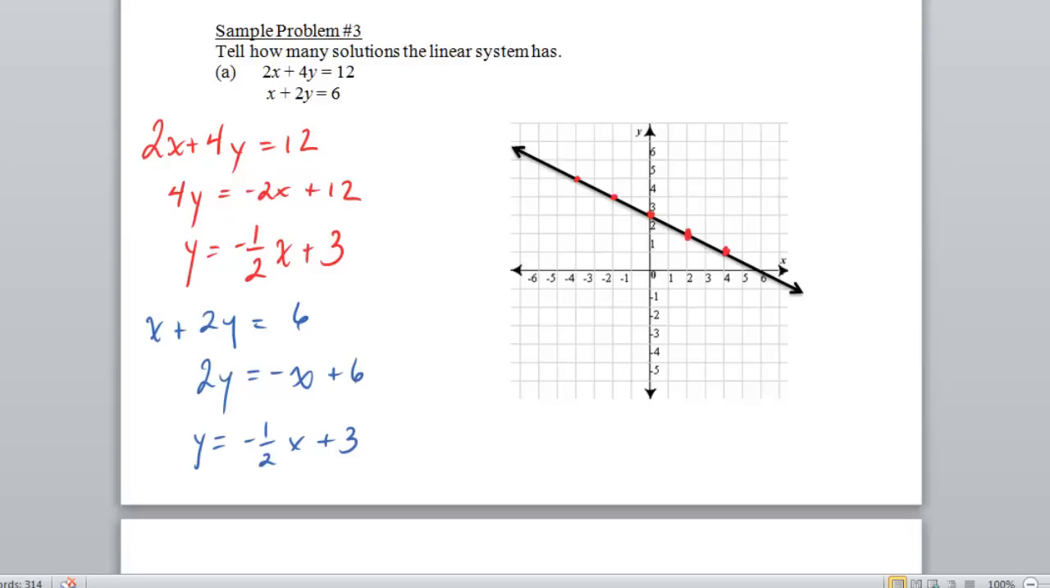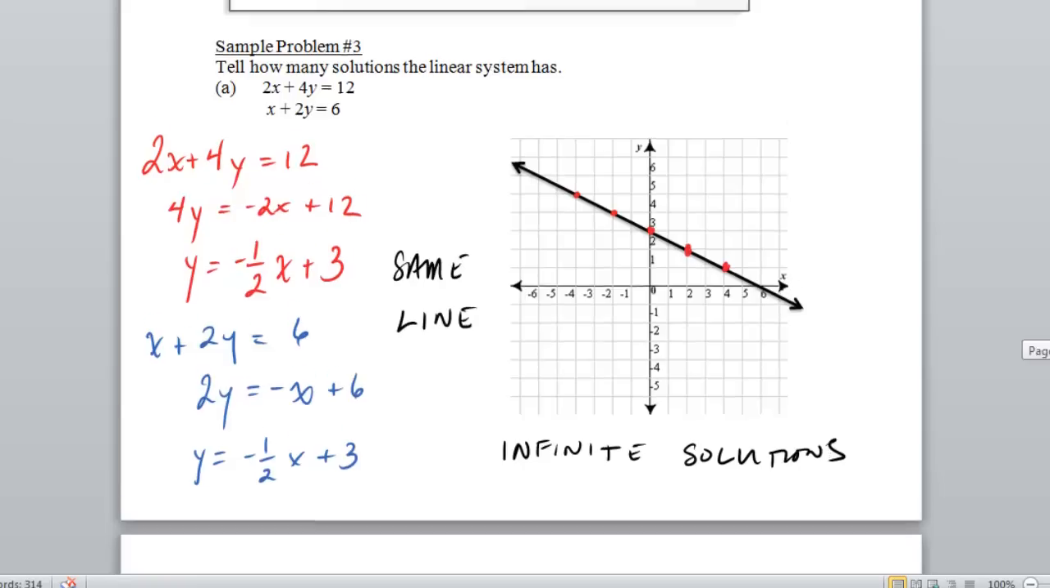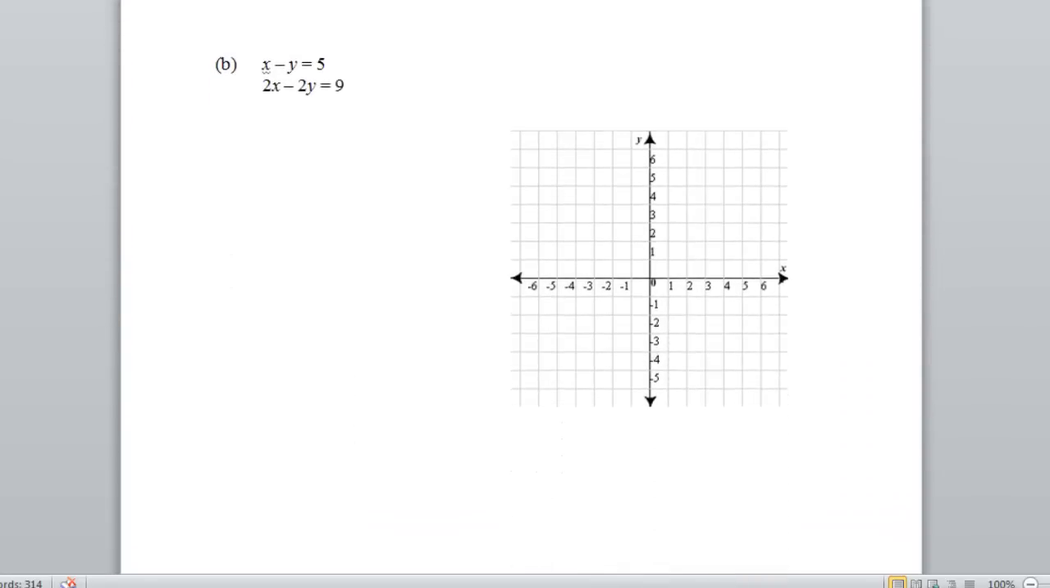Okay, so you can now see that I've graphed this line, and of course if I graph both of them, they're going to be the exact same line. And so since they're the same line, they have infinite solutions. Okay, very good. So that's an example of the infinite solution possibility. So go on to sample problem part B.